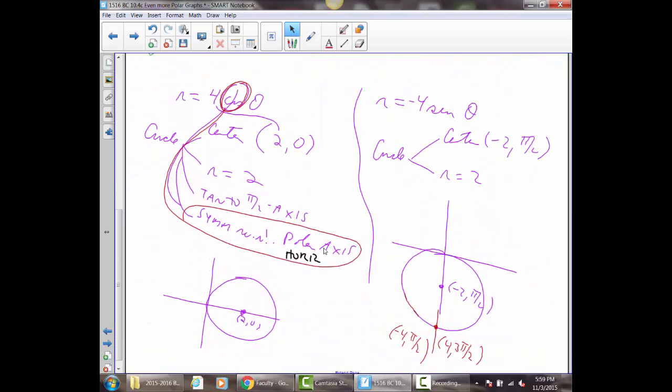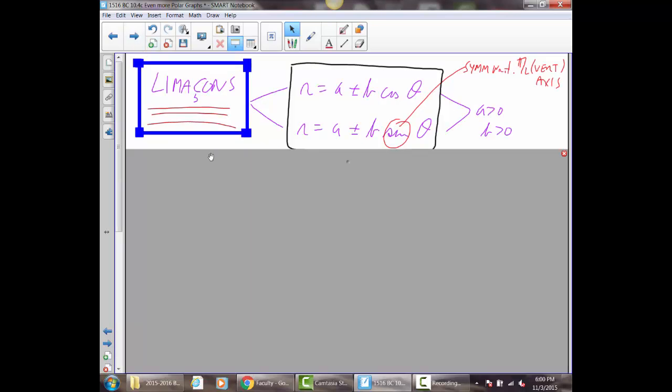So here are some examples. r equals 4 cosine theta: center (2, 0), which is half of that, radius 2. Tangent to the vertical axis because it's symmetric with respect to the polar axis, because it's cosine. Here, the circle's center is half of this, which is (-2, pi/2). So if you go 2 to the left and then pi over 2, you're here. The radius will be 2, and it's going to be symmetric with respect to the vertical axis and tangent to the horizontal axis.